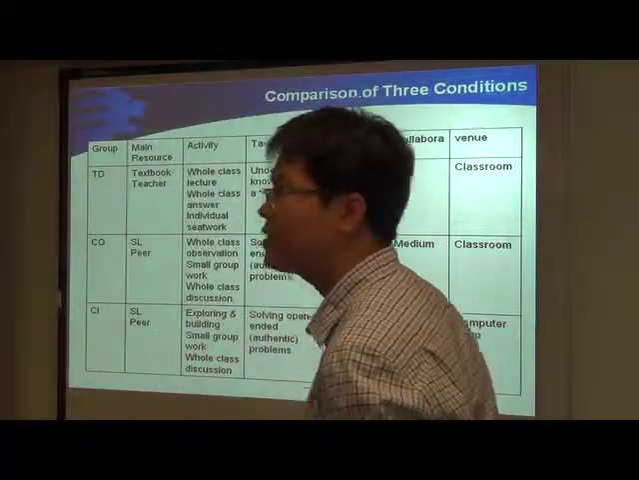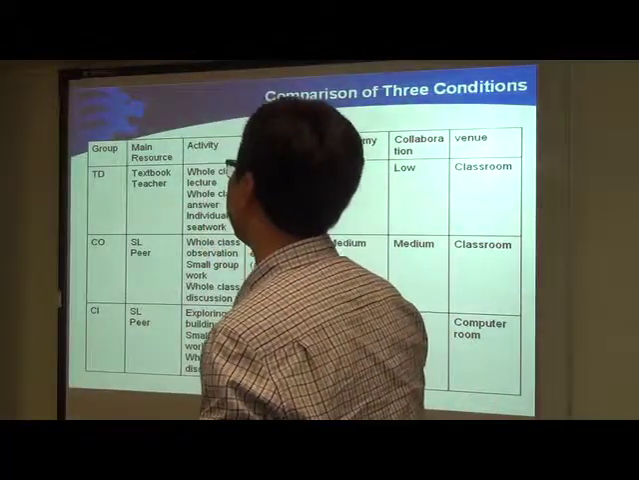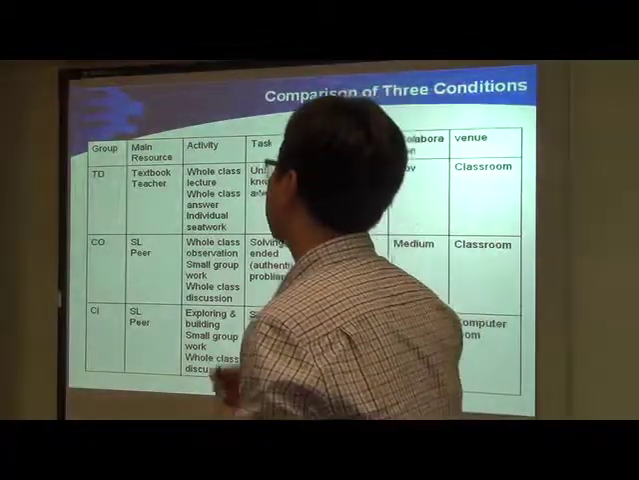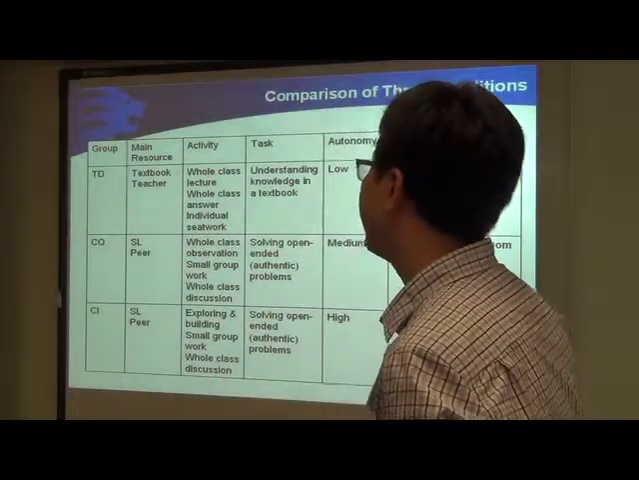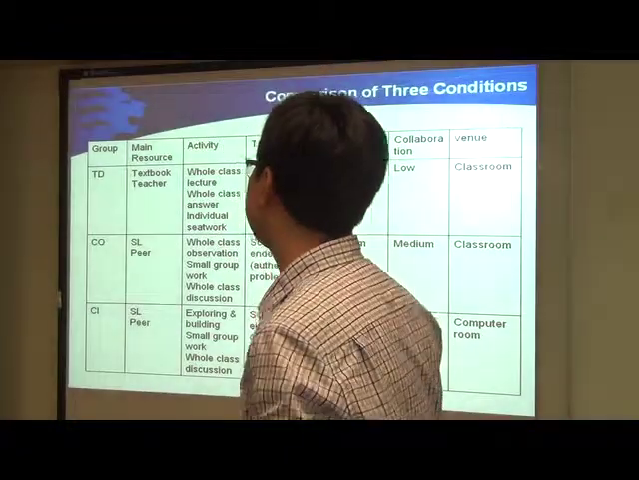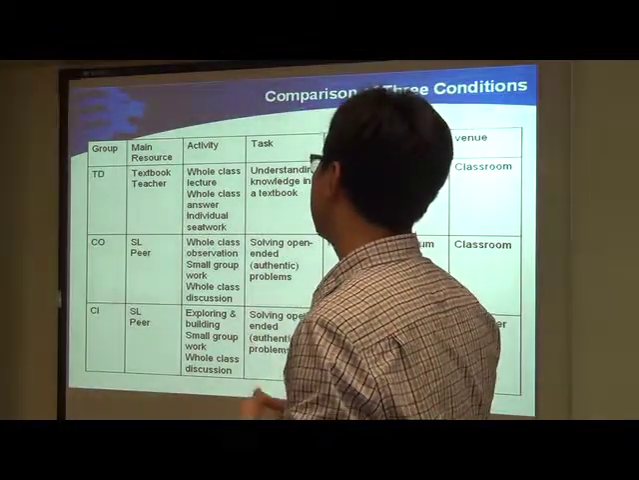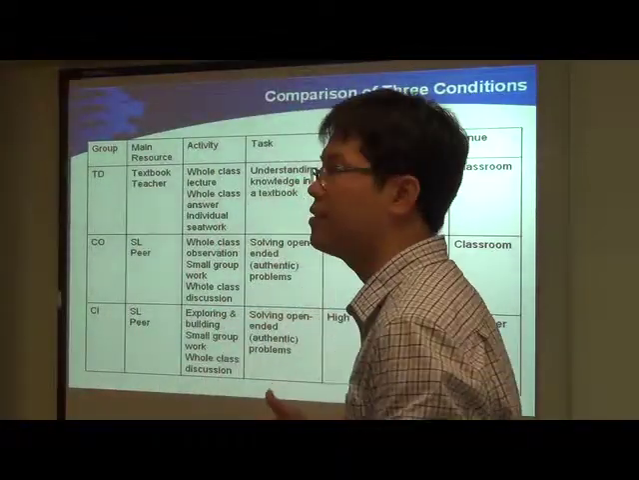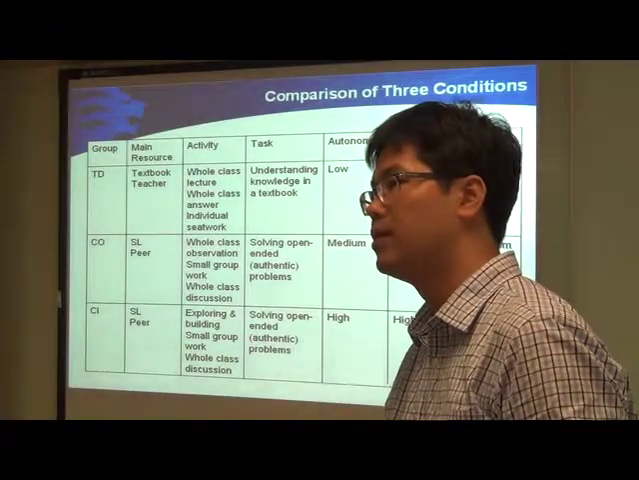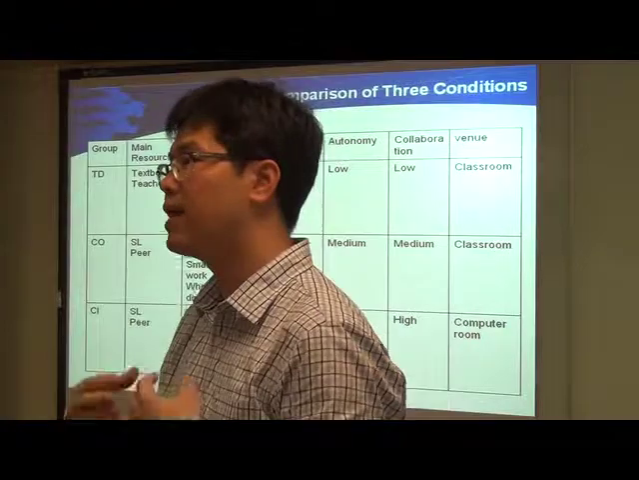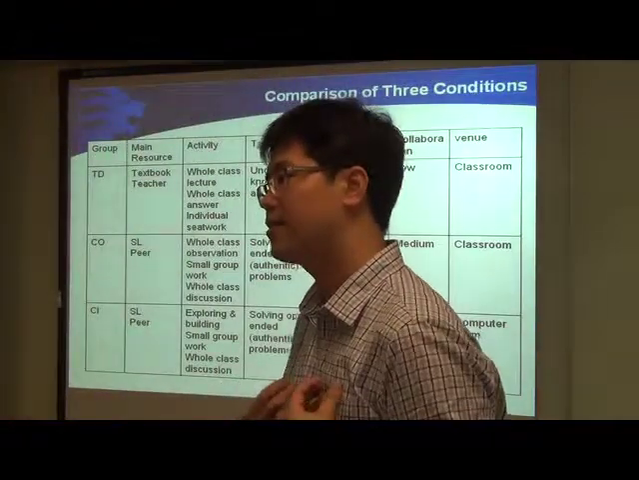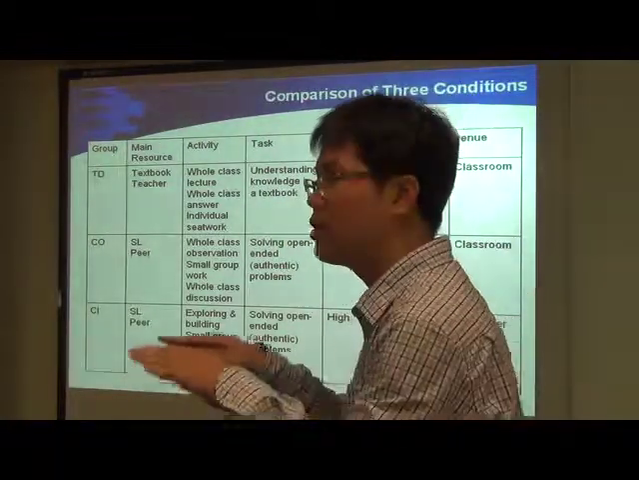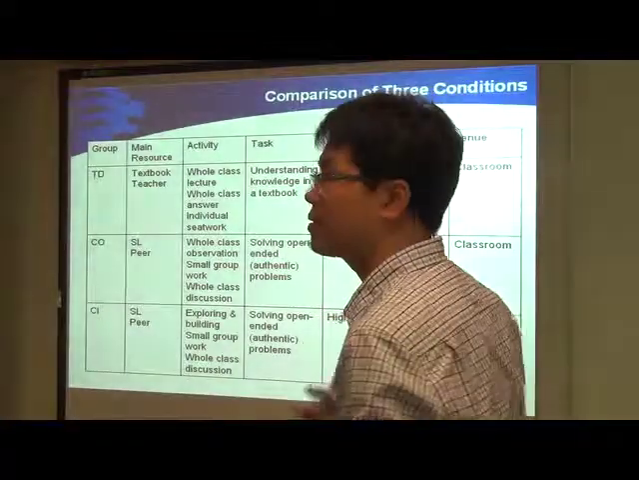We can compare these 3 groups, 3 conditions according to main resource, activity, task, autonomy, collaboration, and venue. So in teacher direct instruction, the main resource is a textbook and teacher. The main activity is whole class lecture and answering and individual seat work. And the task is understanding the knowledge in the textbook. So knowledge is given by textbook and by a teacher, and students try to understand it, receive that knowledge. So autonomy level and collaboration level are all low, and the venue is a classroom.